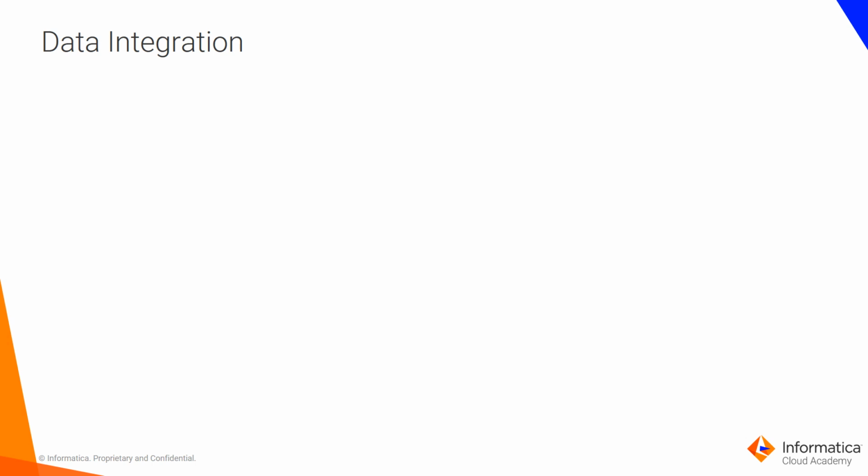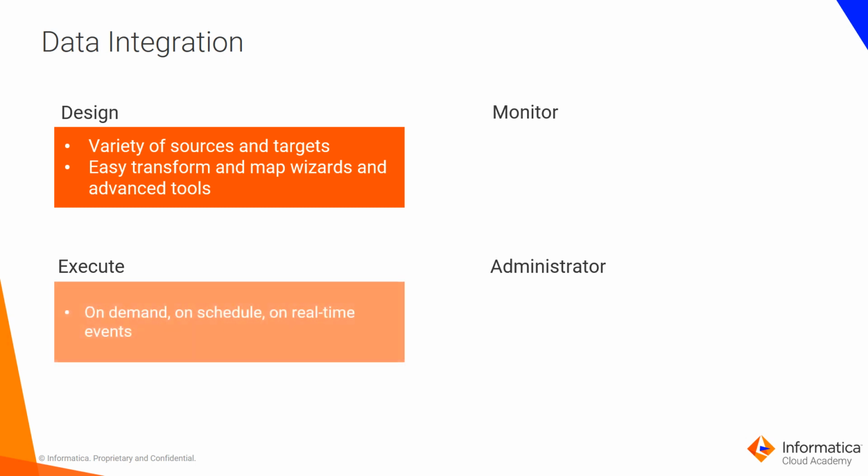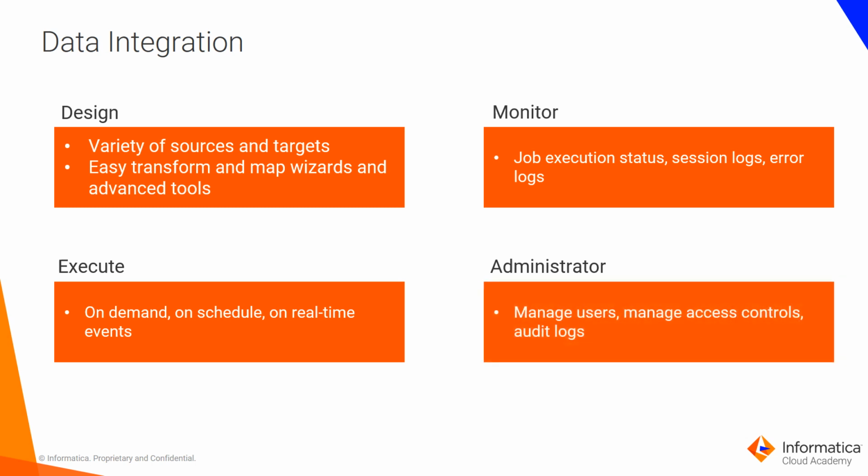The data integration platform is where you design, execute, monitor, and administer the task. There are a variety of sources and targets, and there are easy ways to transform and map data in Informatica Cloud Platform. Access to data can be on demand, on schedule, and on real-time events. The job execution status, session logs, and error logs are easily available, and you can manage users, manage access controls, and view audit logs.